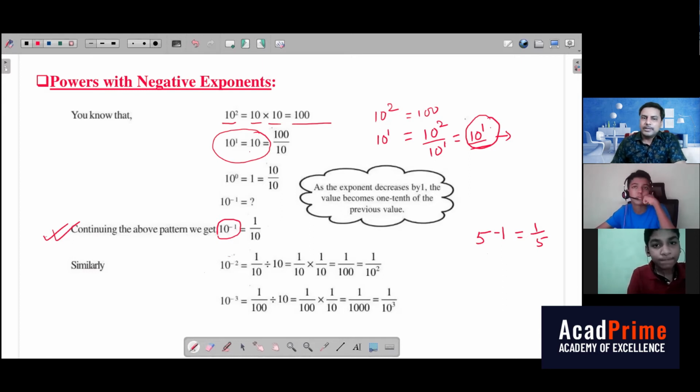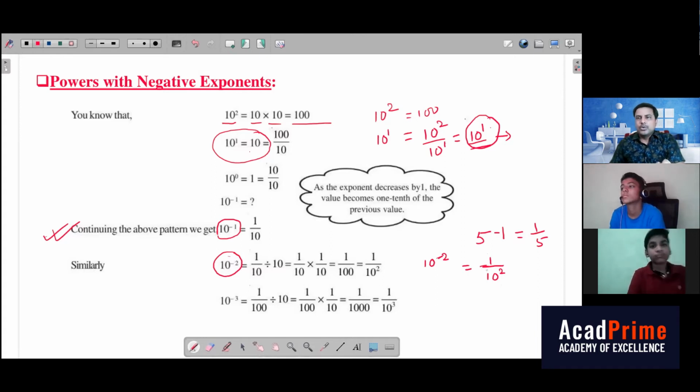The one I have been given here is 10 raised to the power minus 2. I have already told you the meaning of minus. So 10 raised to the power minus 2 can be written as 1 divided by 10 raised to the power 2. Whenever we move an exponent to the numerator side or the denominator side, its sign will change.